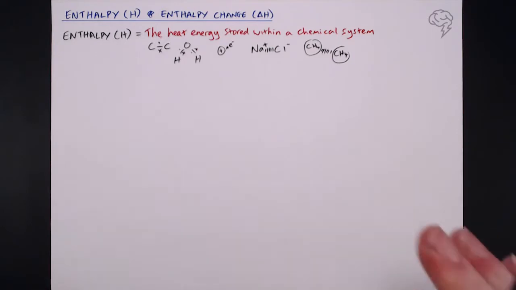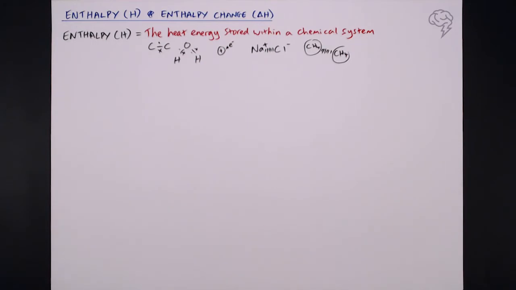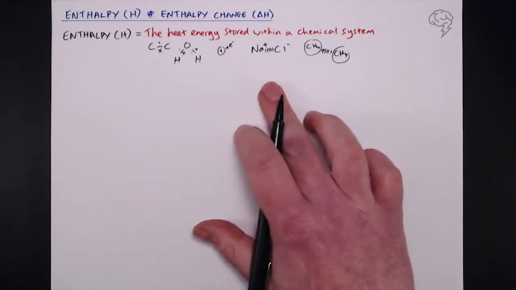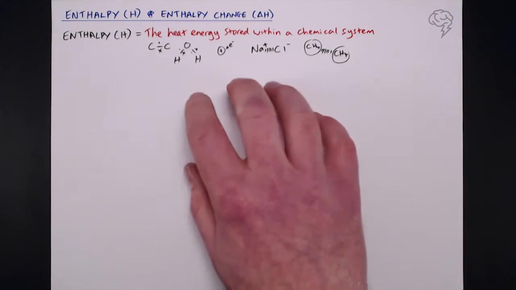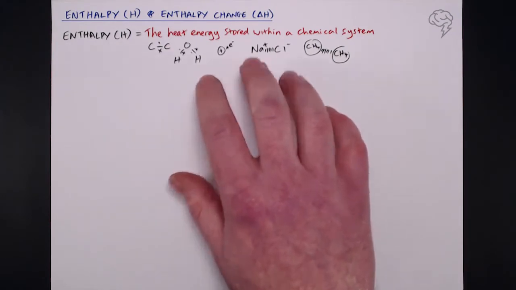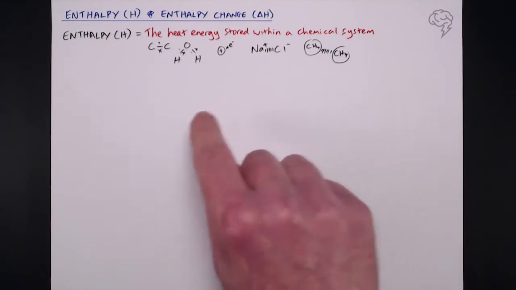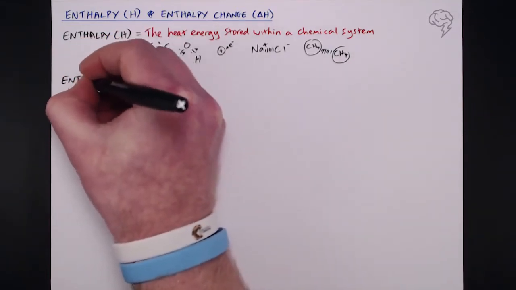So in any chemical system, there's energy stored in there. Okay, and we refer to it as heat energy because that's how we're able to measure it. So within all the different bonds and intermolecular forces, there's energy stored within a chemical system. But we can't measure that directly, okay? What we can measure, however, is the change in enthalpy during a chemical reaction. So what is enthalpy change?